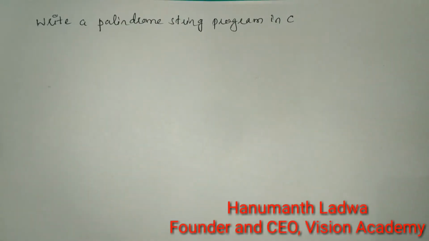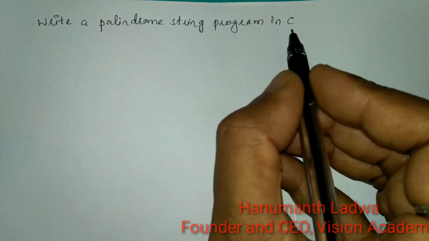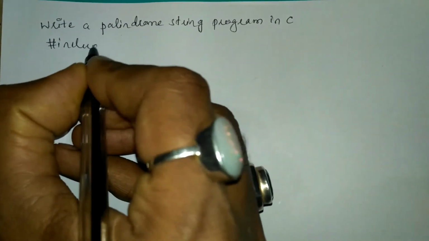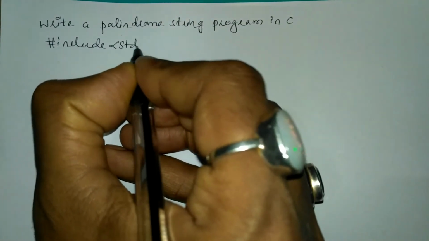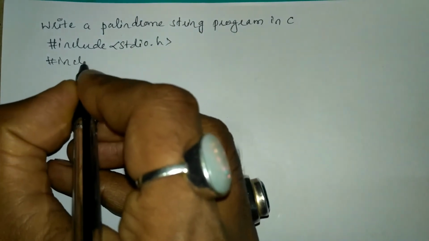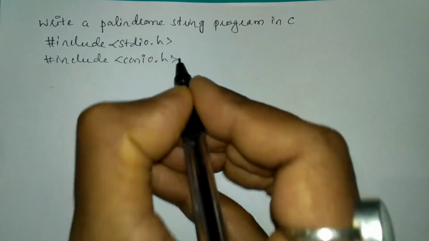My name is Hanmant Ladwa and in this video we are going to write a palindrome string program in C. So let us write the preprocessor directives. Hash include in angular brace we will write the standard input output .h header file, and the next preprocessor directive is hash include in angular brace we will write console input output .h.